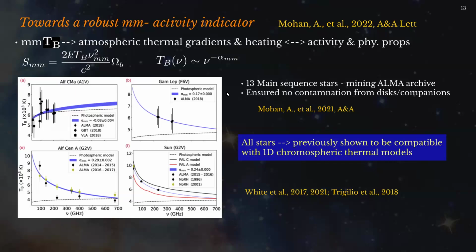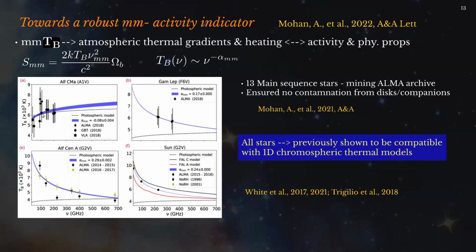ALMA is a very sensitive millimeter interferometer in Chile. And we found around 13 main sequence stars which ALMA observed over the course of the time it has been observing. And they span from A dwarfs to K dwarfs. Okay. So here is a snippet of some stars which we had in our sample.